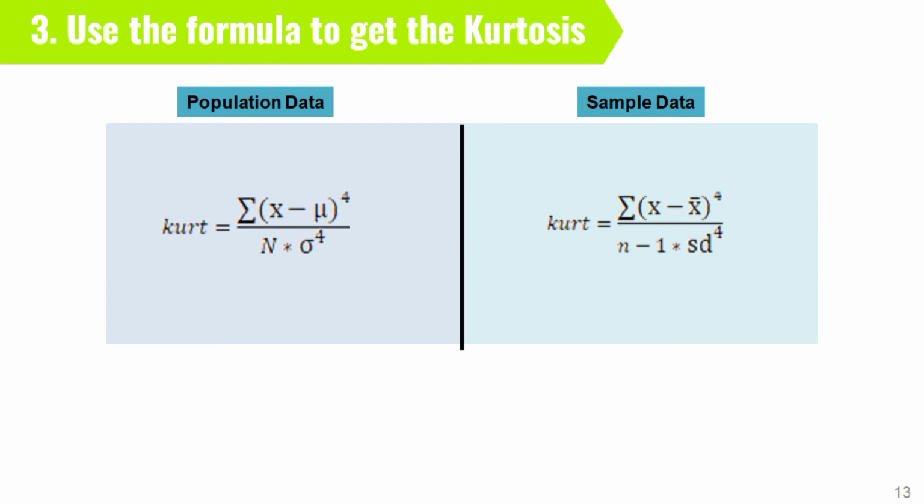And if you want to get the kurtosis of a sample data, we have the formula. Kurt is equal to the summation of x minus sample mean raised to the fourth power, all over n minus 1 times the standard deviation raised to 4.